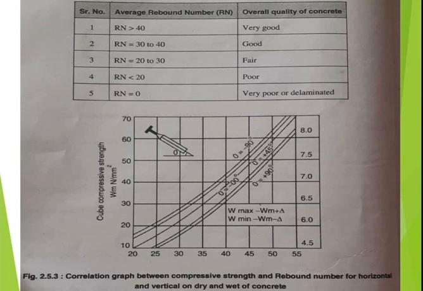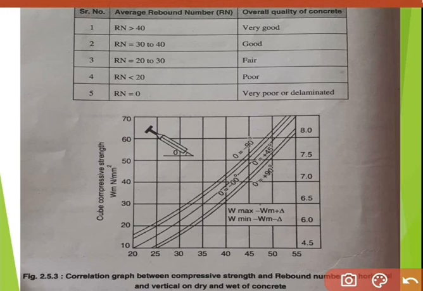So here is the table for rebound number. If rebound number is greater than 40, our concrete structure is very good. If rebound number is in between 30 to 40, it is good quality. Rebound number if varies between 20 to 30, it is fair quality concrete. And if rebound number is less than 20, it is poor quality concrete. Rebound number is equal to 0, it is very poor or delaminated concrete, which is completely damaged.